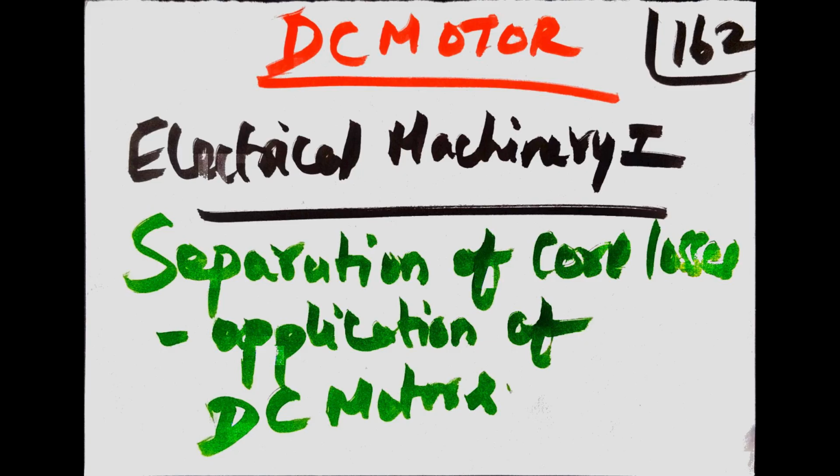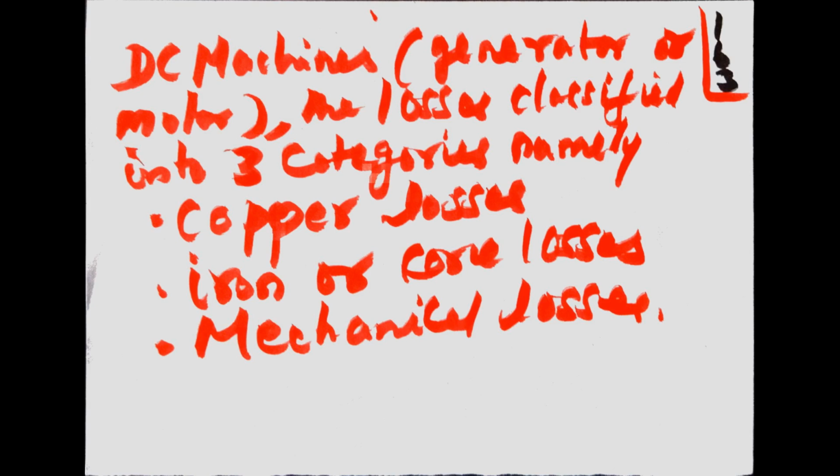Electrical machinery 1. Separation of core losses. DC motor. Application of DC motors. DC machines, generator or motor. The losses are classified into three categories, namely copper losses, iron or core losses, and mechanical losses.